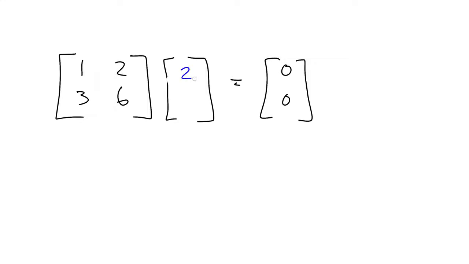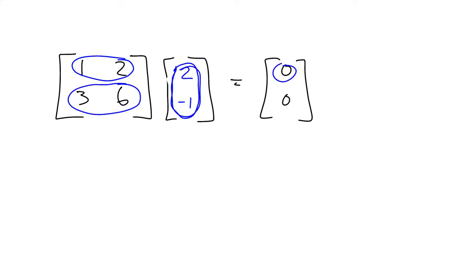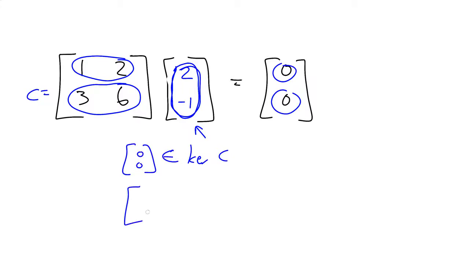So here's 1, 2, negative 1. Let's multiply that. 1, 2, dot producted with 2, negative 1 gives us 2 minus 2, which is 0. 3, 6, dot producted with 2, negative 1 gives us 6 minus 6, which is 0, so bada boom, bada boom. That is in the kernel of this matrix. We'll call this matrix C. So the kernel of C not only has the vector 0, 0 as an element, but also 2, negative 1 is an element of this.